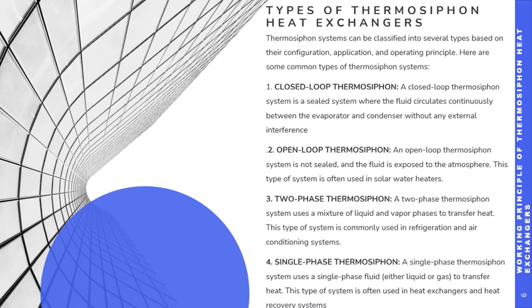Then another type of thermosiphon we have is a two-phase thermosiphon. A two-phase thermosiphon system uses a mixture of liquid and vapor phases to transfer heat. This type of system is commonly used in refrigeration and air conditioning systems. The fourth type of thermosiphon heat exchanger is a single-phase thermosiphon. This type of thermosiphon uses a single-phase fluid to transfer heat. It is often used in heat recovery systems.